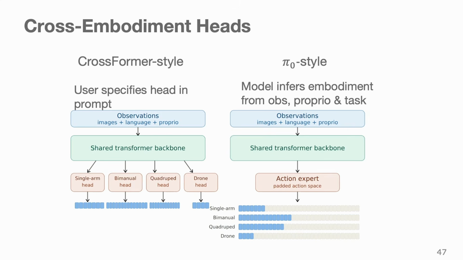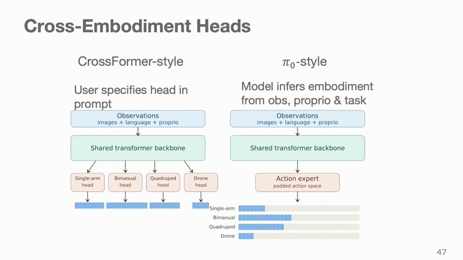For the CrossFormer style approach, this is explicitly handled by the user, right? You will specify which head to use as part of your prompt or configuration. You're telling it to use the bimanual head or the quadruped head and so forth. So the routing is hard-coded by the user.